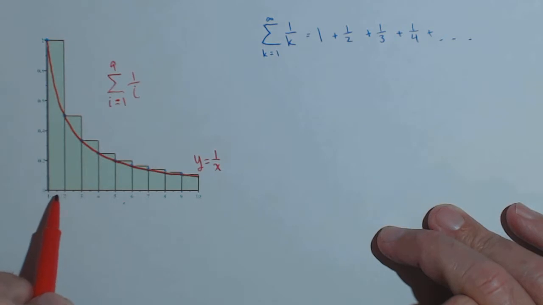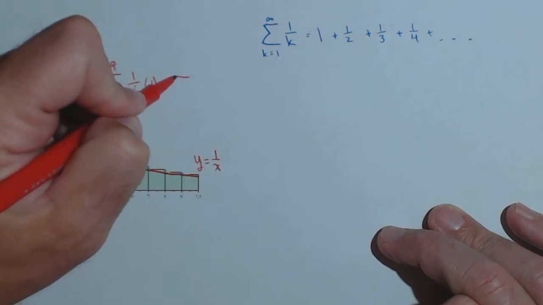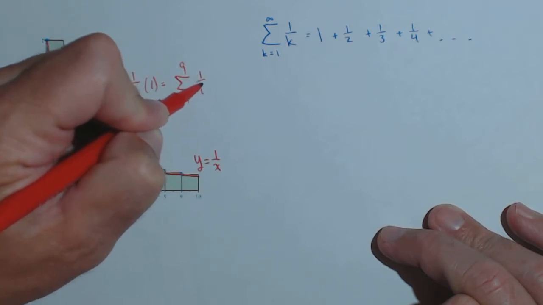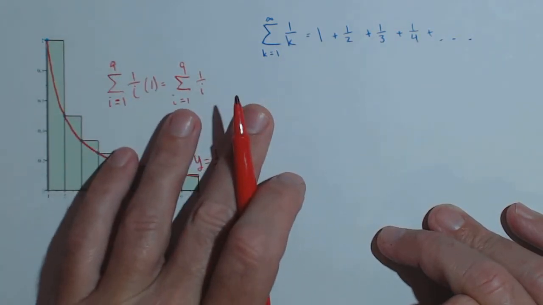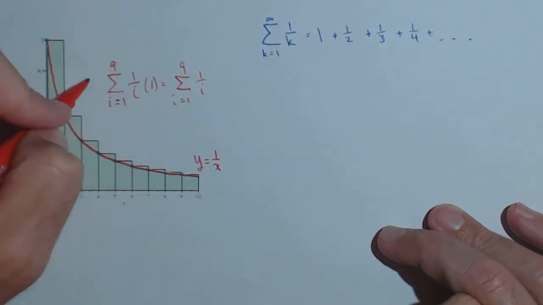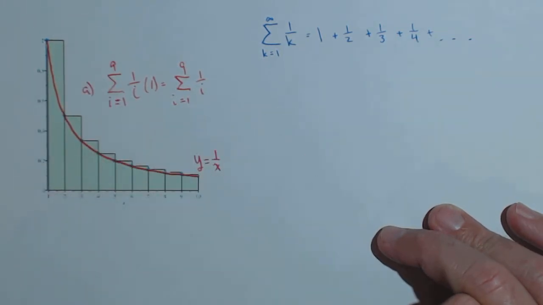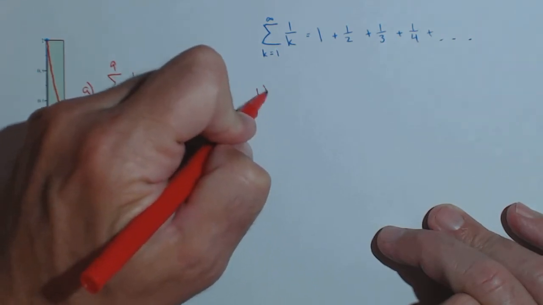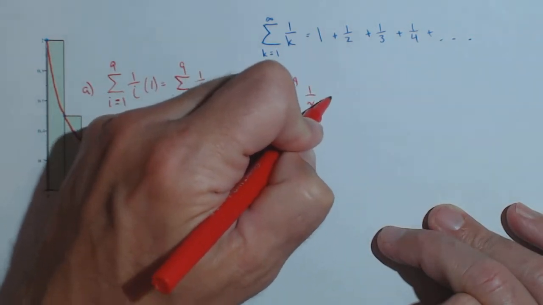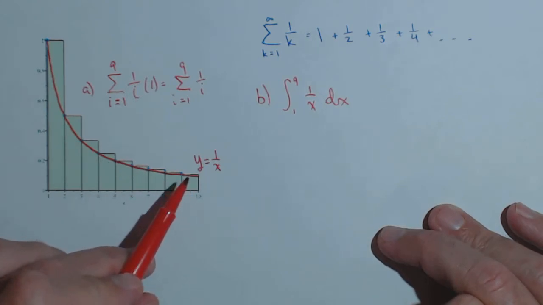times our delta x, but our delta x in each case is 1. So times 1. And so what we get is actually basically just the first 9 terms of our harmonic series. So this is our Riemann sum, but it also turns out it's actually the first 9 terms of our harmonic series. Now the definite integral that we're looking at is the integral from 1 to 9 of 1 over x dx. That would give us the area under this red curve.